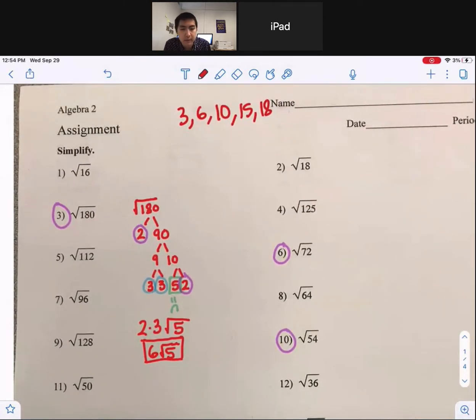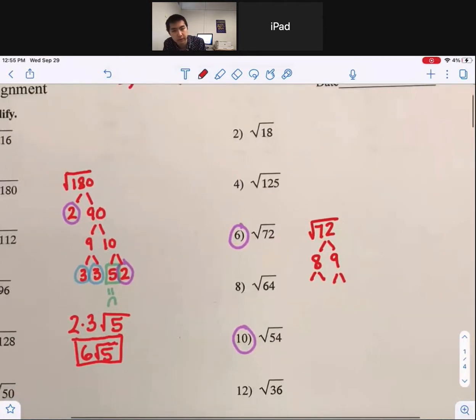Now number 6. Square root of 72: you find your factors of 72. You could do 8 and 9. It does not matter which way you go, because everyone will always end up with the same prime numbers. Factors of 9 are 3 times 3. Factors of 8, 4 times 2. And factors of 4, 2 times 2.